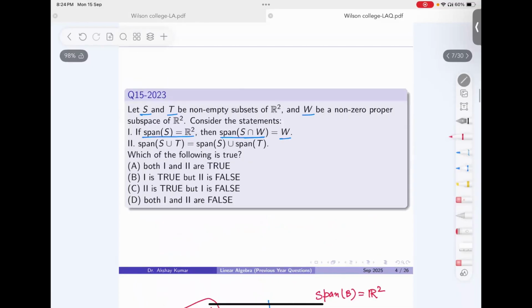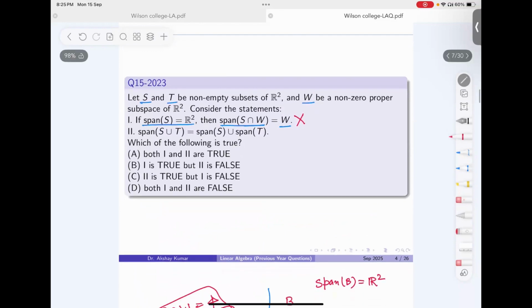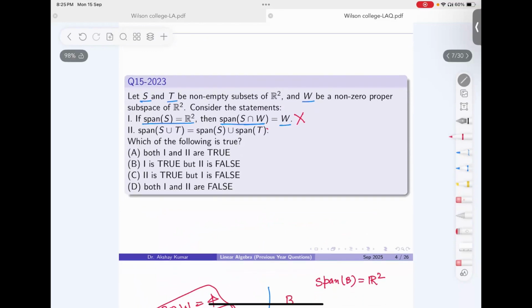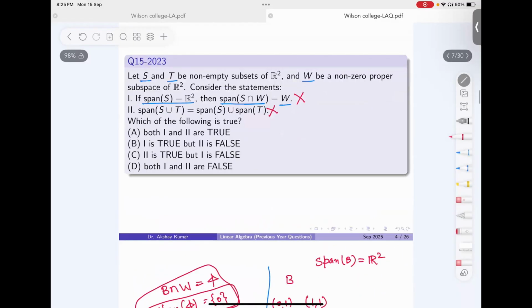So this statement is false. And we just checked that this statement is also false. We have seen that span of S union T may not be equal to span of S union span of T.